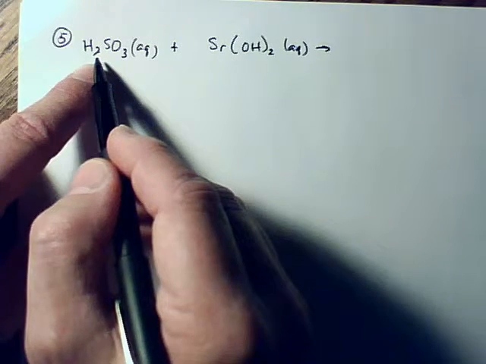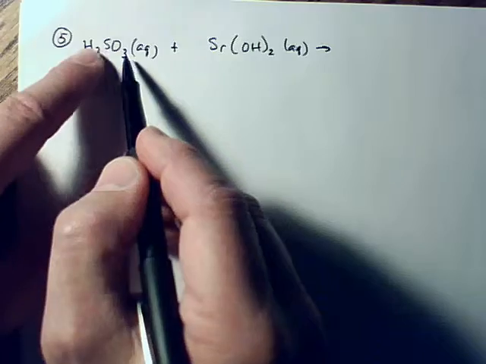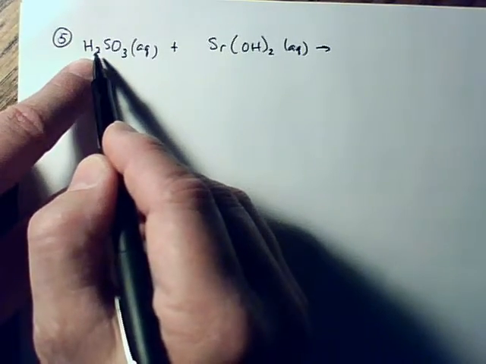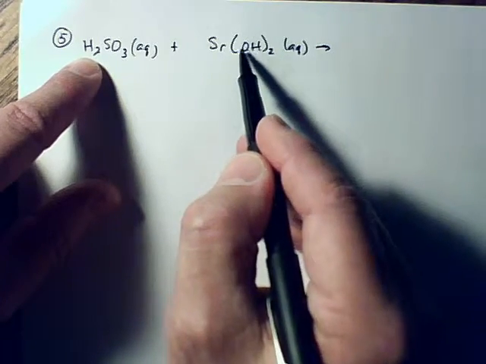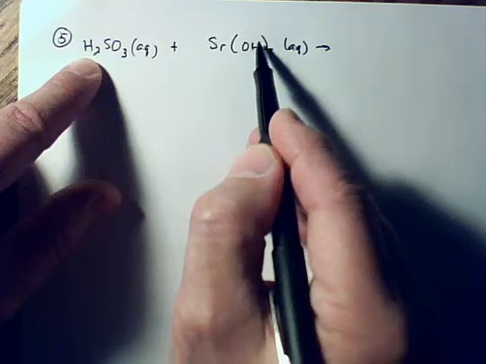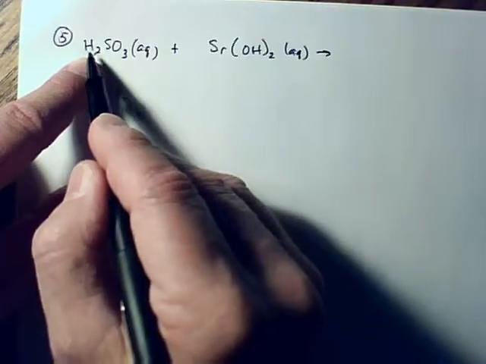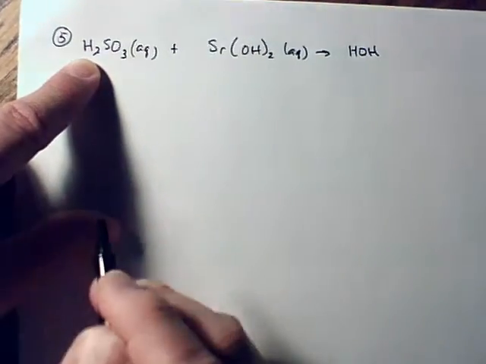This subscript does not travel because it's not part of a polyatomic ion. This 3 will because it's part of the SO3, the sulfite ion. But this 2 is not. Okay? This 2 is not part of the polyatomic ion. There is a polyatomic ion, but the polyatomic ion is inside the parentheses. So the 2 is not part of it. Okay, so this H and this OH are going to join together over there.